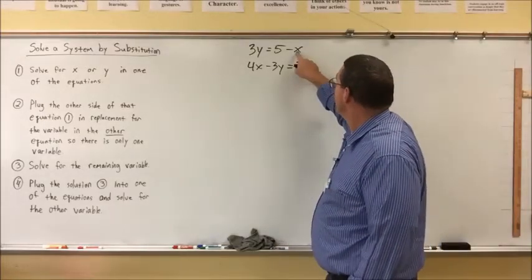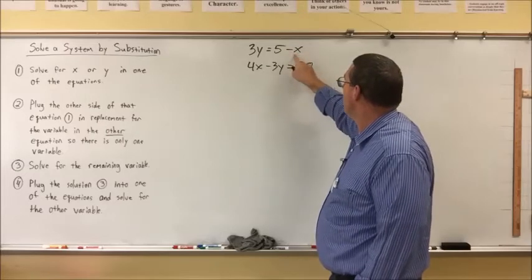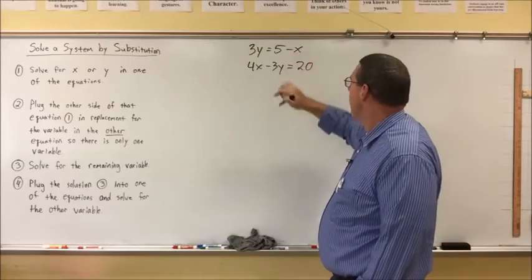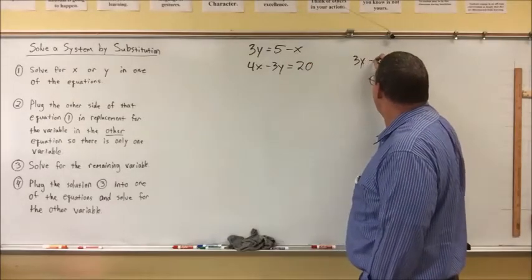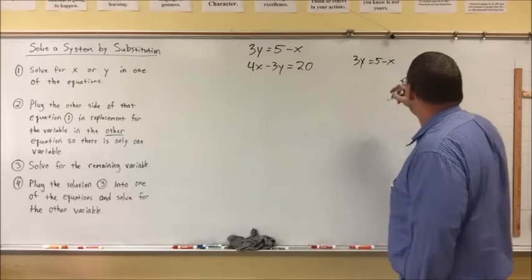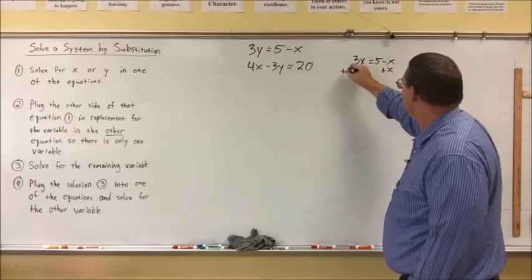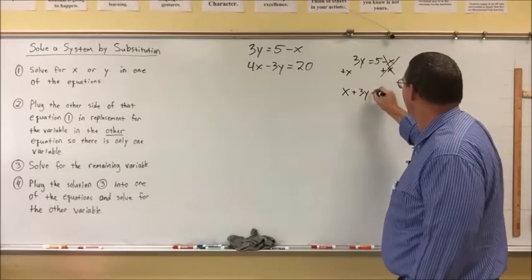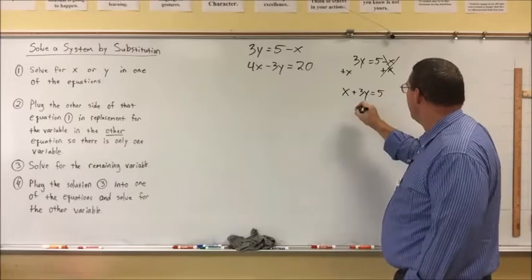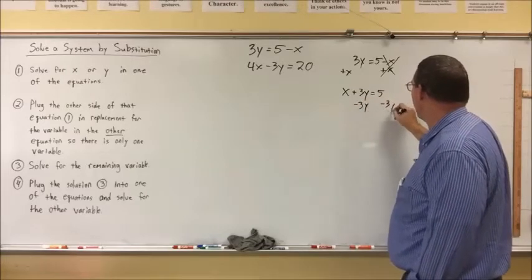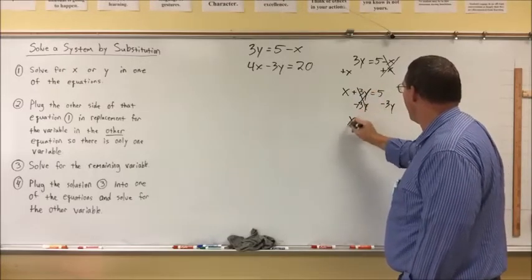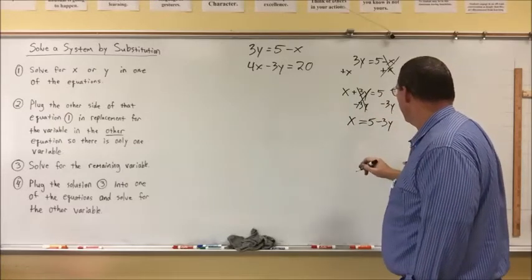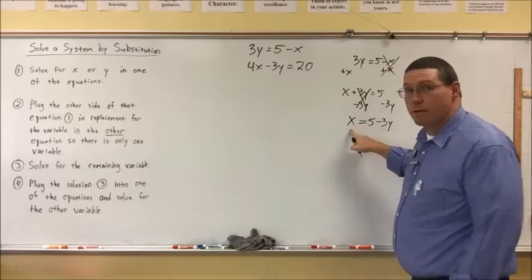Now I see this one up here. This has a negative x or negative 1x. This one, there's too many numbers in front of these other letters. So I think I'm going to solve for x up here. So if I have 3y equals 5 minus x, watch what I'm going to do. I'm going to add x to both sides. That's going to cancel over here, and I'm going to have x plus 3y equals 5. Then I'm going to subtract 3y from both sides. That'll cancel the 3y, and I have x equals 5 minus 3y. So now I have my solution for x.